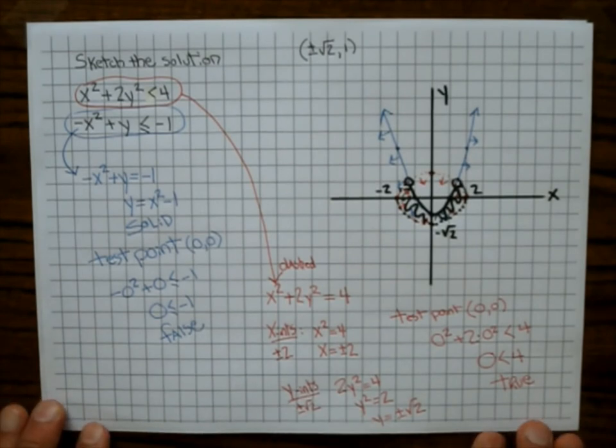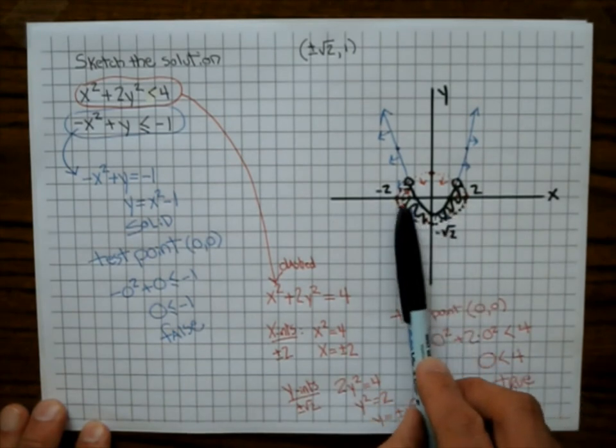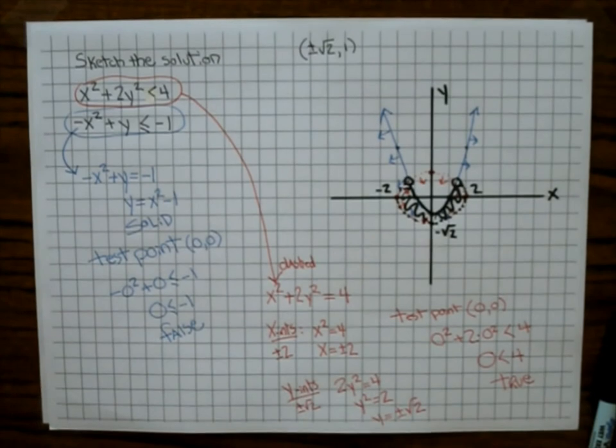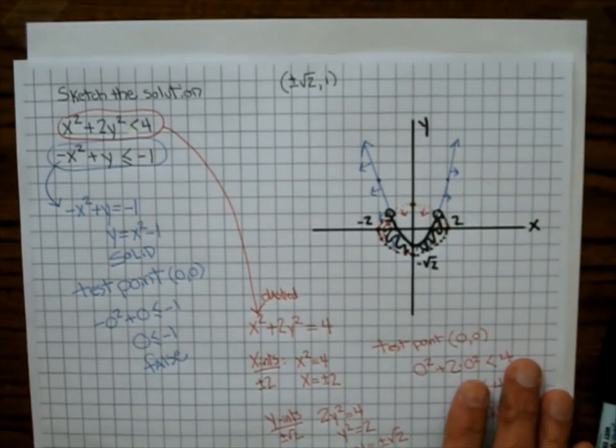So that is the answer. That's all the solutions. They live inside that shaded area there. And that completes chapter 8. We have 3 more sections to cover with examples, and that's what we're going to do now. So 9.1, 9.2, and 9.4.